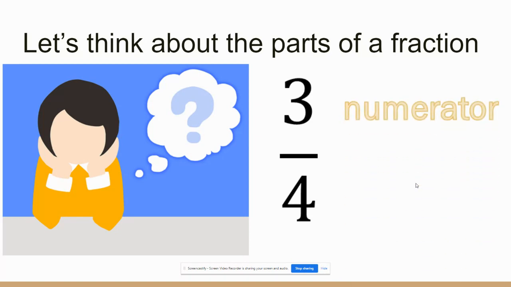If you said the numerator, you're absolutely correct. What would the 4 represent? The denominator. The numerator tells the specific parts of the whole, and the denominator tells us how many parts of the whole are in total.